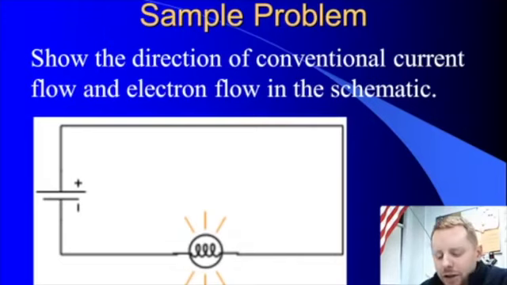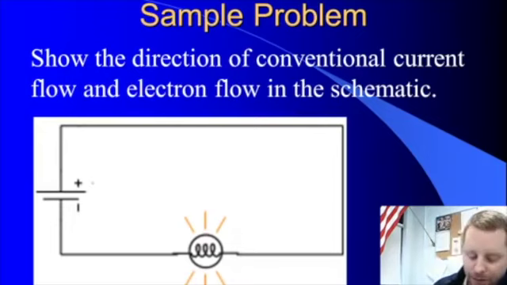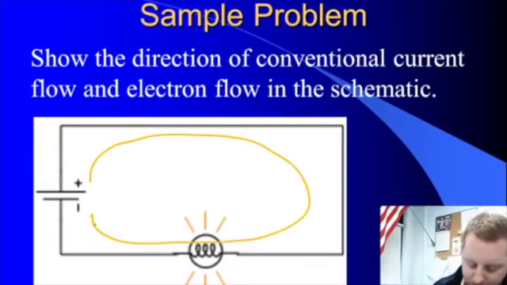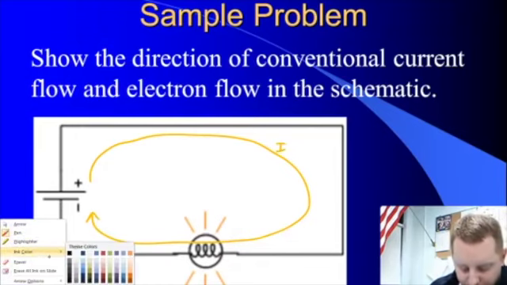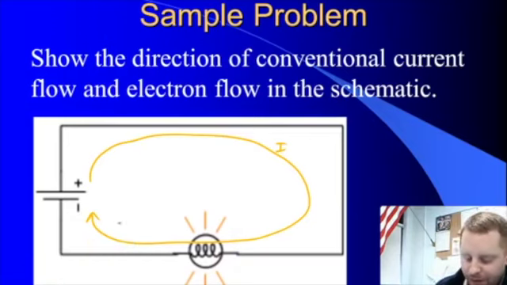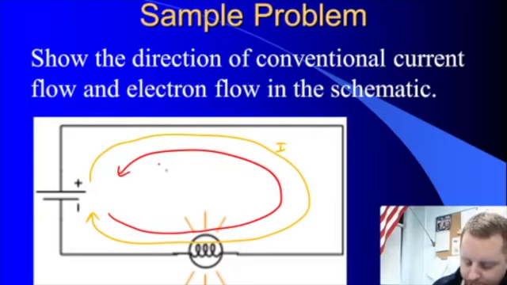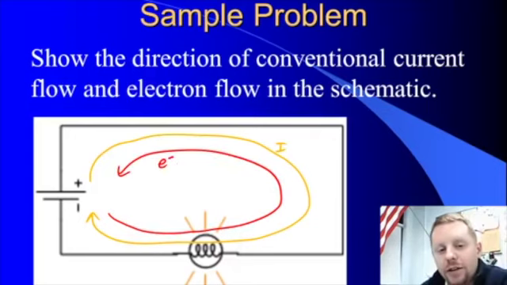It's a sample problem. Show the direction of conventional current flow and electron flow in the schematic. Well, as you recall, conventional current flows from positive or high potential to lower potential. So we're going to go from the higher side of our voltage source to the lower side. So conventional current will flow in this direction. There's our conventional current. Electron current, as you recall, goes in the opposite direction. Therefore, electron current goes from lower potential to the higher potential. So there's the direction of our electron current in red.